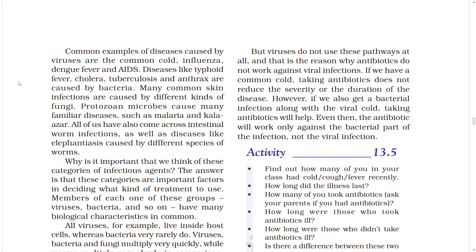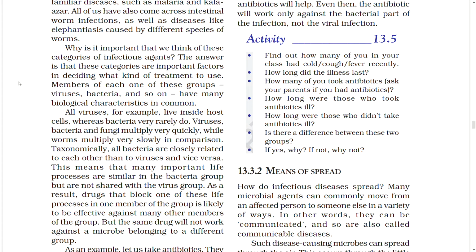Why is it important that we think of these categories of infectious agent? The answer is that these categories are important factors in deciding what kind of treatment to use. Members of each one of these groups, viruses, bacteria, and so on, have many biological characteristics in common. All viruses, for example, live inside host cells, whereas bacteria very rarely do. Viruses, bacteria, and fungi multiply very quickly, while worms multiply very slowly in comparison.